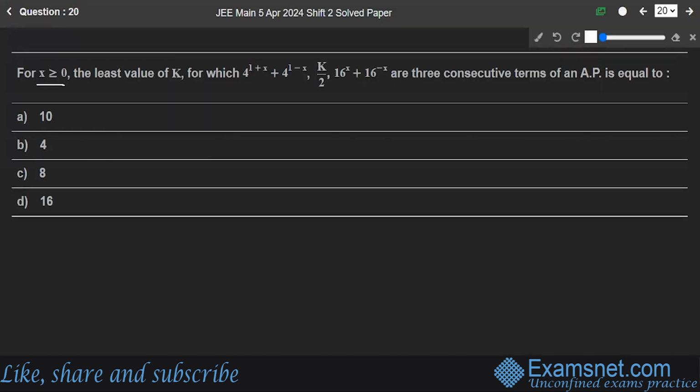Question number 20. For x greater than equal to 0, the least value of k for which the expressions 4 raised to power 1 plus x, k by 2, and 4 raised to power 1 minus x are three consecutive terms of the AP is equal to. So you have to find out the value of k. You are given that this is the first term. Then you have k by 2. And then you have 16 power x, 16 power minus x. They are in AP. So if they are in AP, that means 2 into k by 2 is equal to this sum.